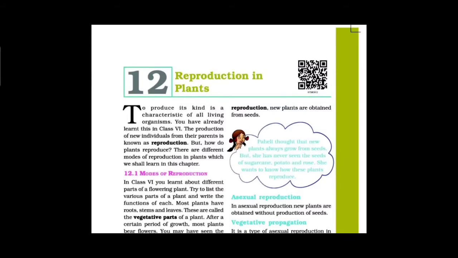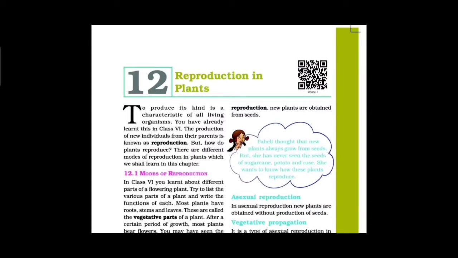What is the definition of reproduction? The production of new individuals from their parent is known as what? Reproduction. The production of new individuals from their parent is called reproduction. Now we are going to study the modes of reproduction.